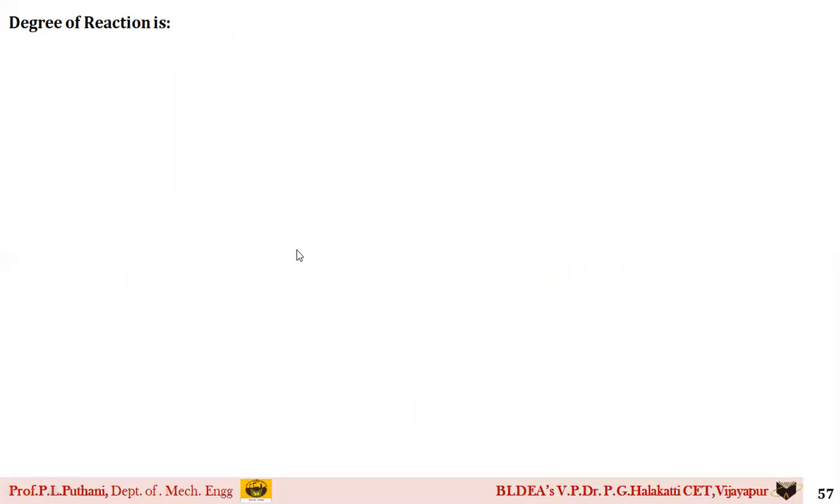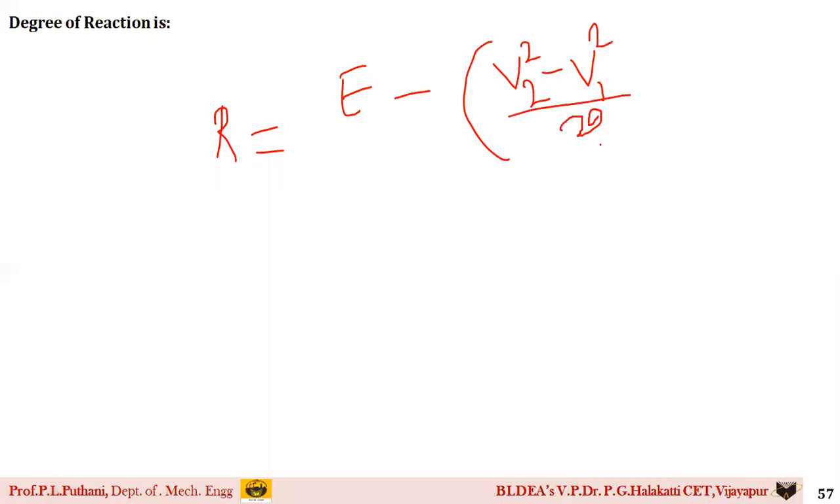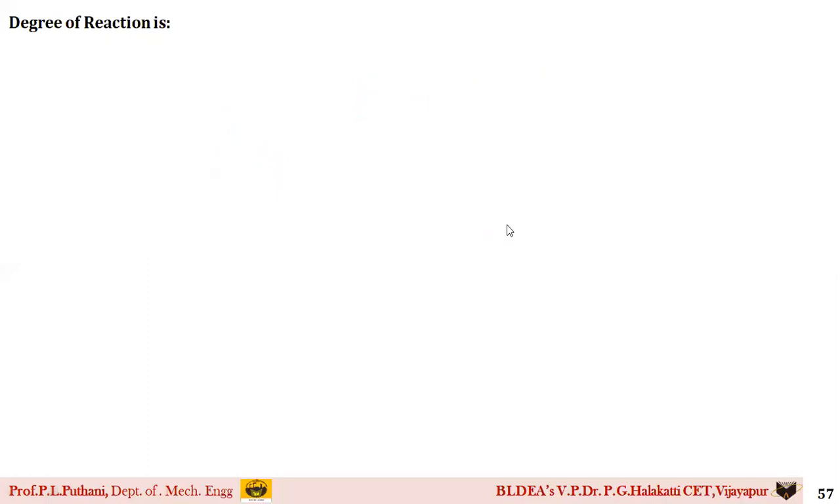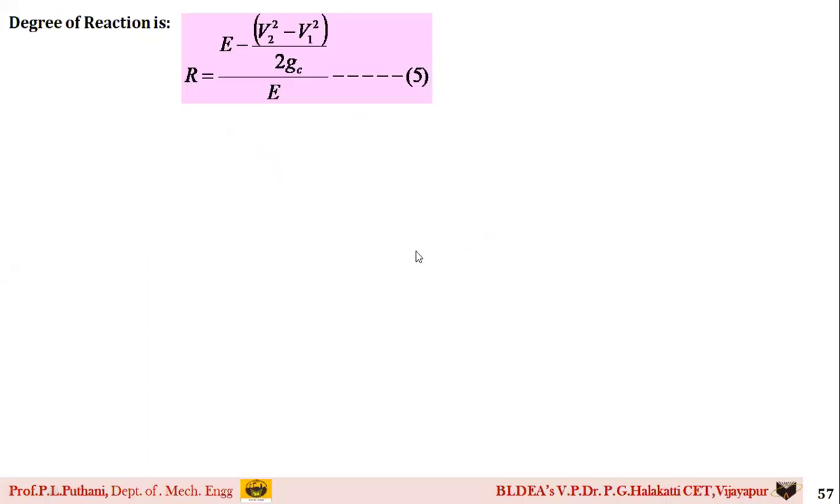Next, our degree of reaction equation. In the simplified form for our velocity energy equation, we can write R is equal to, in the form of energy, E minus V2 square minus V1 square by 2gc, whole divided by E itself. So you can write this as our equation number 5. In the initial statement itself, we said we need to find the value of R, the constant term, that is R is equal to 2 plus cot beta 2 by 4. We need to find that.